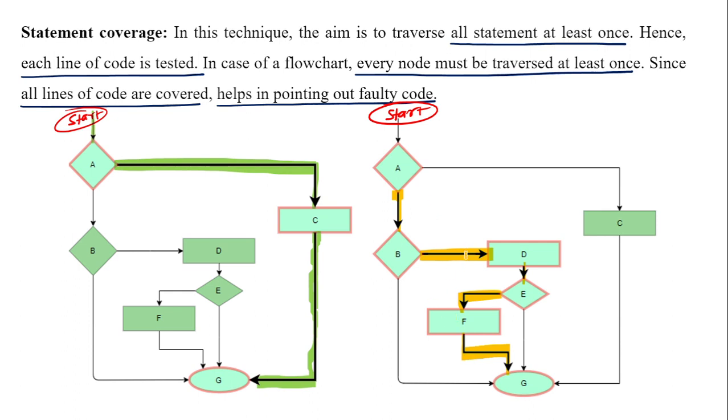Now see, what does statement coverage say? Every node must be traversed. It is clearly written here: every node must be traversed. There is no talk of edges here. Everyone has to remember this. In your statement coverage, they are talking only about the nodes. Okay, I'm repeating myself again. In statement coverage, they are saying every node must be traversed at least once.